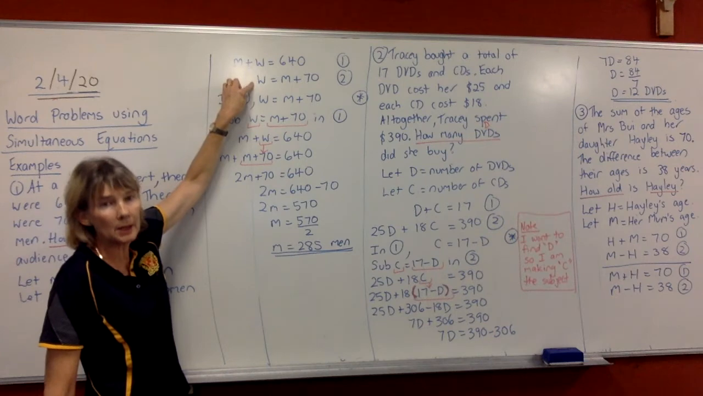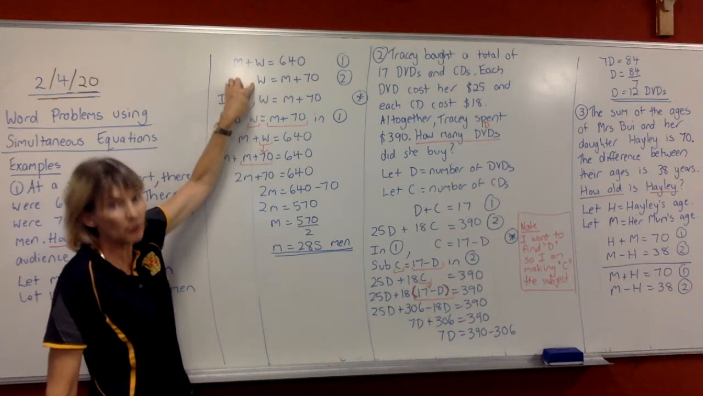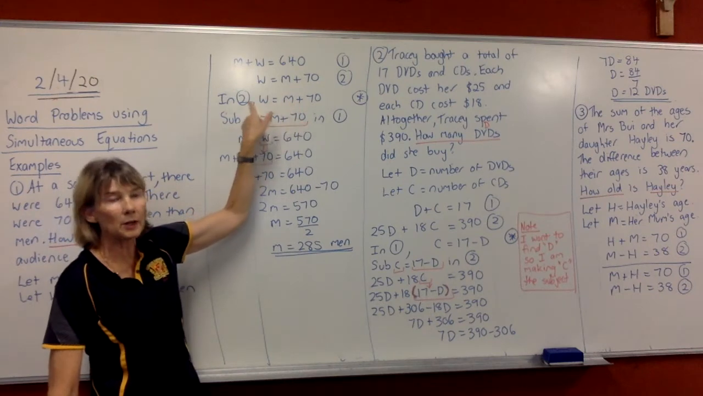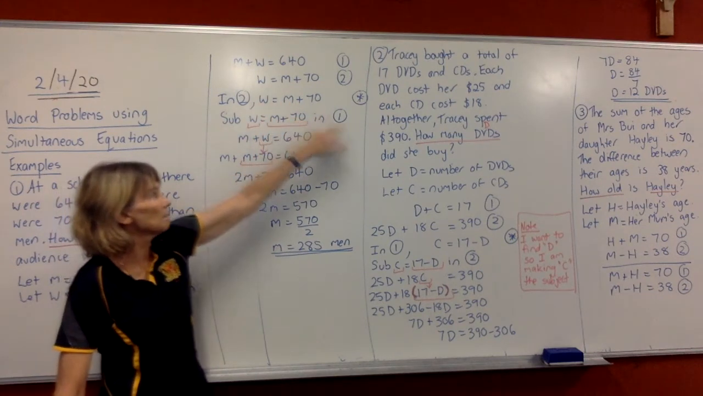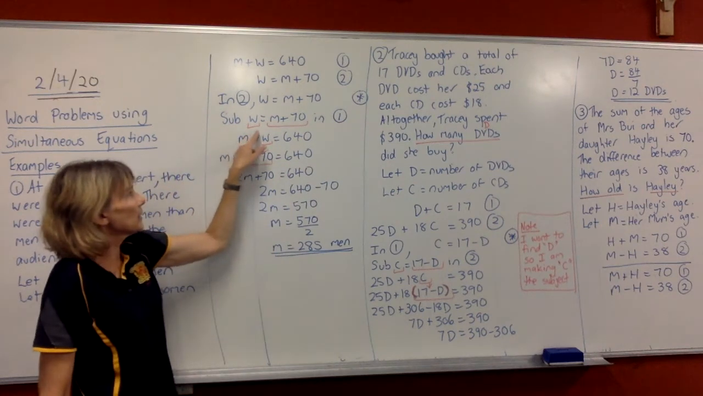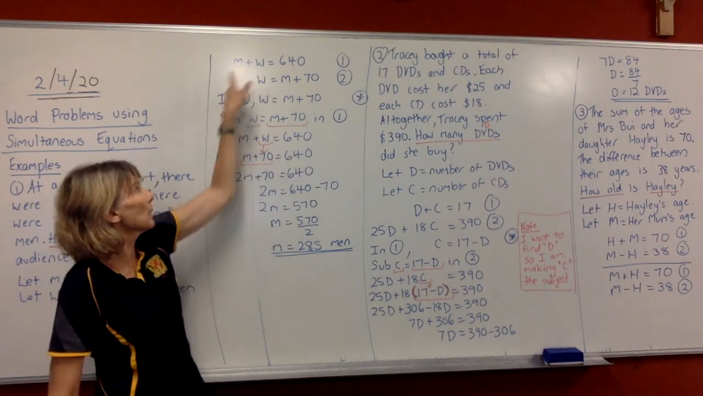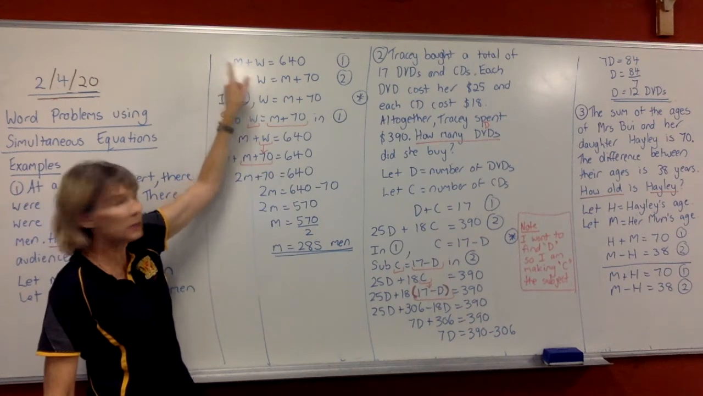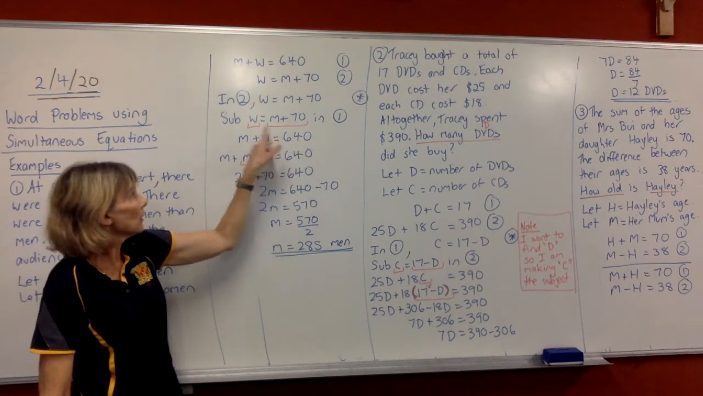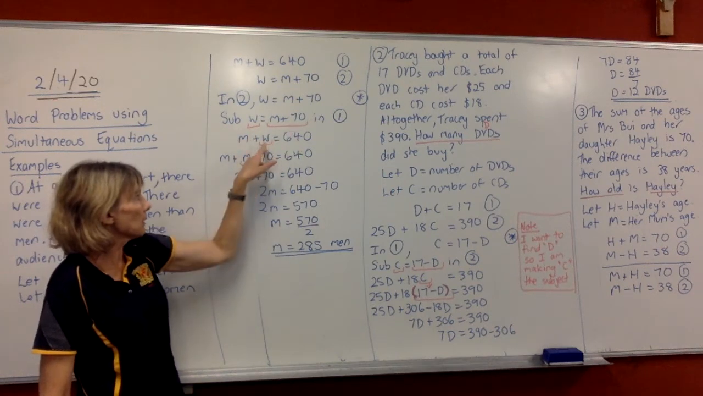W is already the subject there, so we'd probably be silly not to use that. So in number 2, we've already got W to be the subject, so W equals M plus 70. That would be the asterisk equation. We're going to sub that W equals M plus 70 straight back in the other equation we haven't used in number 1. So copy down number 1. Then where the W is, you're going to write M plus 70.